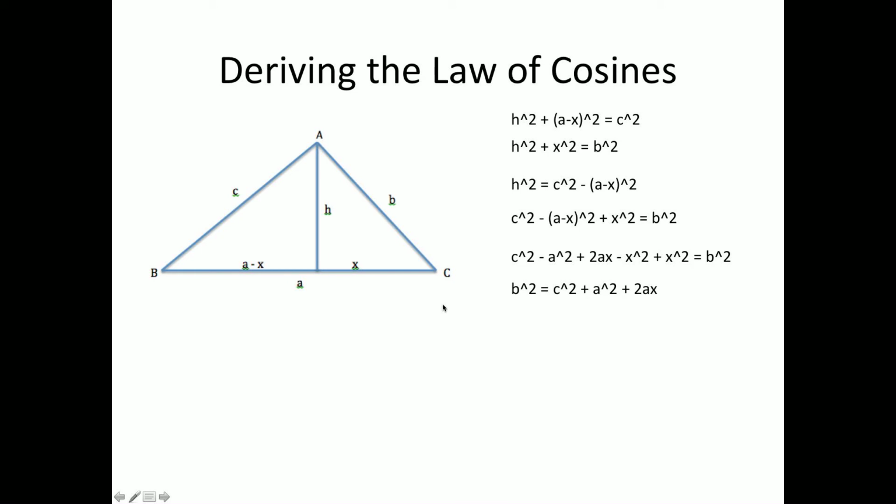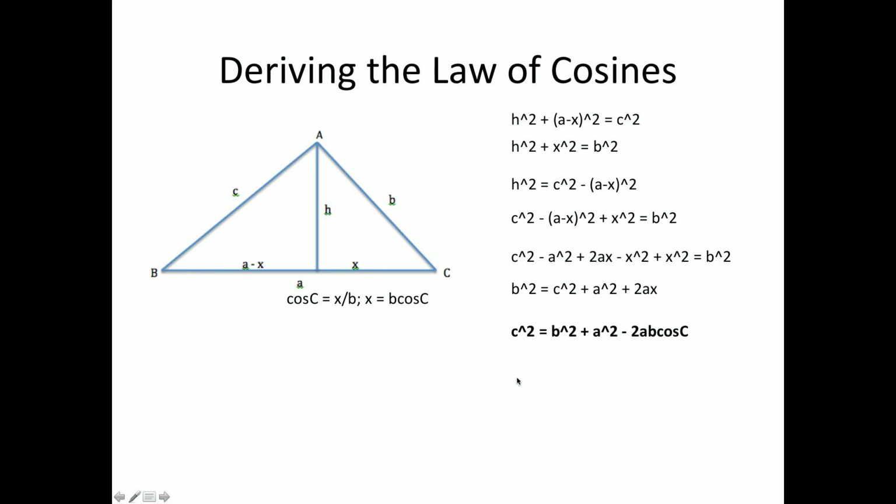Now we're going to go on a little bit of a side note because we want to get rid of the x because we have too many variables. If you took the cosine of this angle right here, angle C, that would be adjacent over hypotenuse, x over b. Now we move that around to solve for x. x equals b cosine C. So now we take b cosine C and we put it in for x.